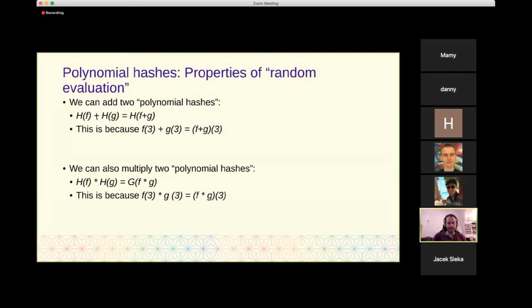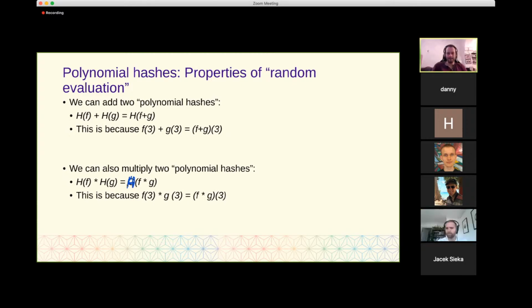And exactly the same is true for multiplication, right? Multiplying two polynomials is defined in such a way, when you write it out, by doing the term by term multiplication, so that h of f times h of g equals, oh, that should be an h here, h of f times g. And that's again because when you write out what it means to evaluate a polynomial at a point, then f of 3 times g of 3 is obviously f times g evaluated at 3.